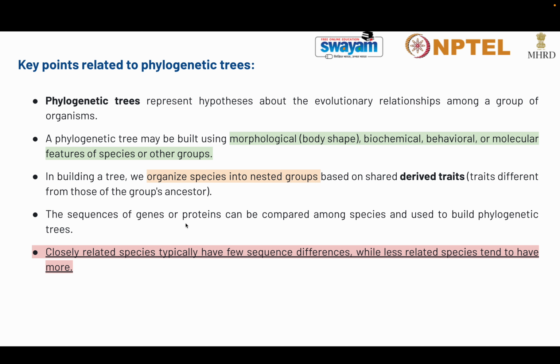Then the sequences of genes or proteins can be compared among species and used to build the phylogenetic trees. So instead of comparing the morphological characteristics, we can also compare their gene sequences and protein sequences, and then build the phylogenetic tree. The closely related species typically have few sequence differences, while the less related species tend to have more sequence differences. This is the same point as was mentioned in the statements in question 1.